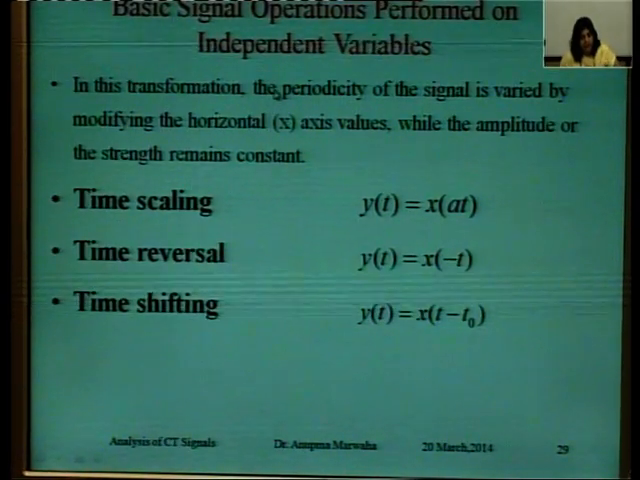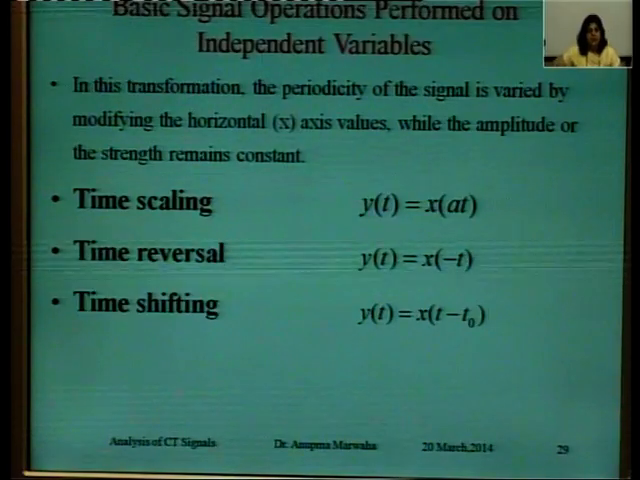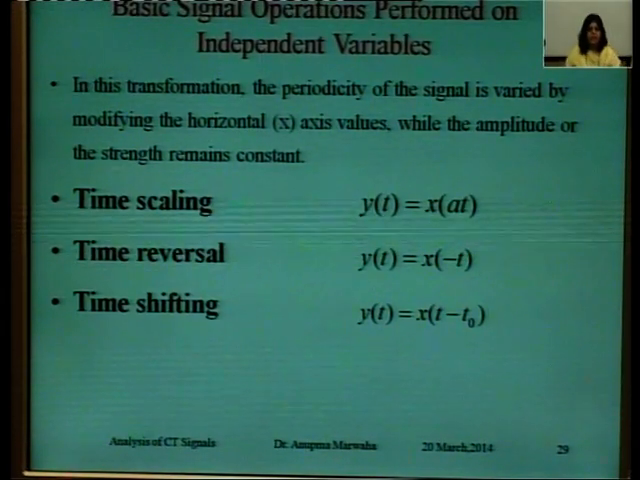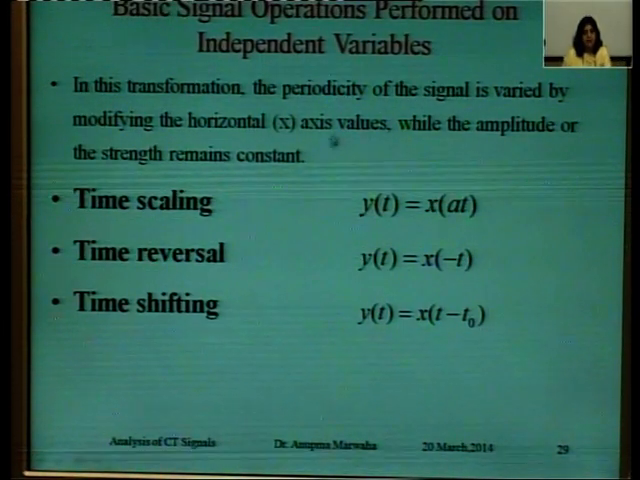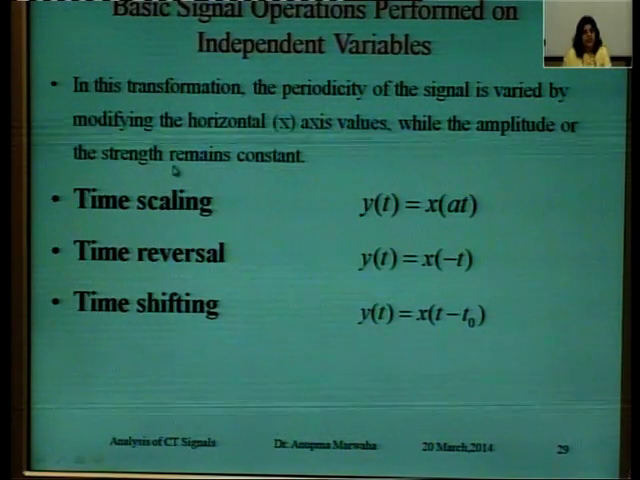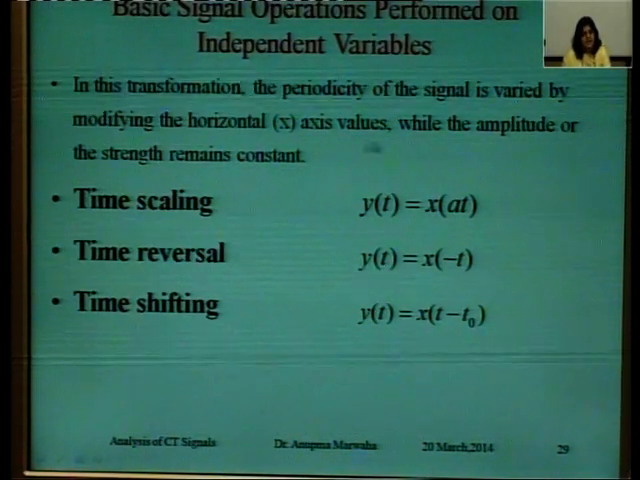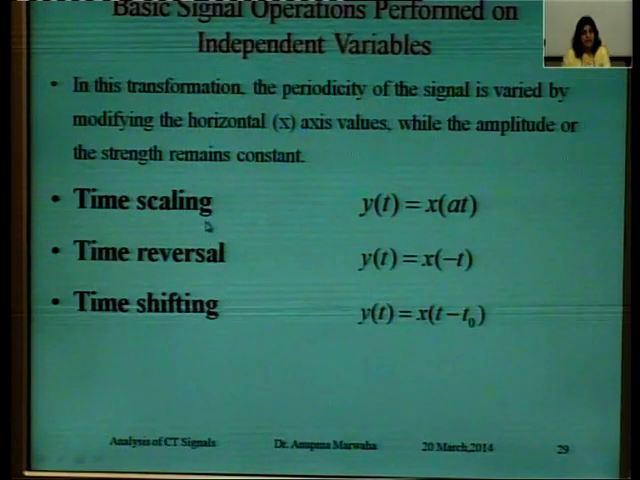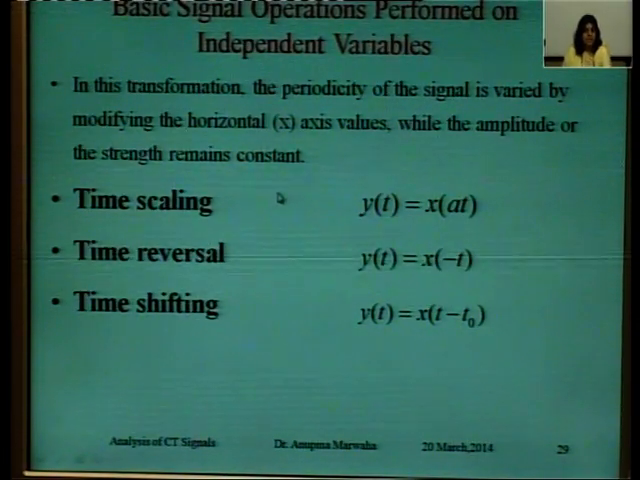Now, the second category of operations that can be performed is on the independent variable. In this case, the periodicity of the signal will be varied, that means the value on the x axis will be changed, whereas the amplitude or the strength remains constant.